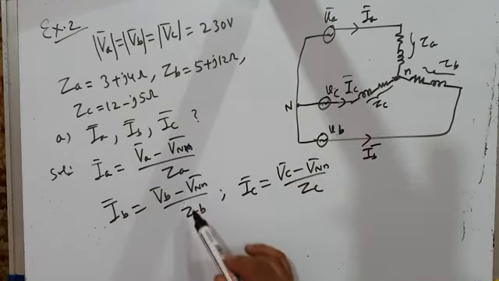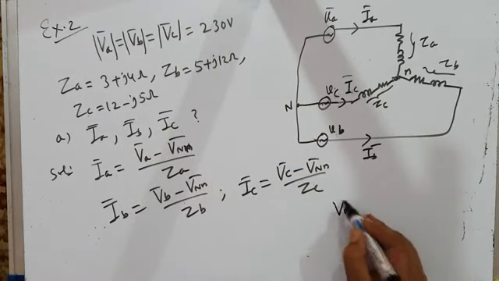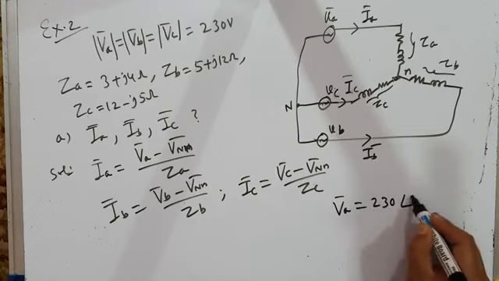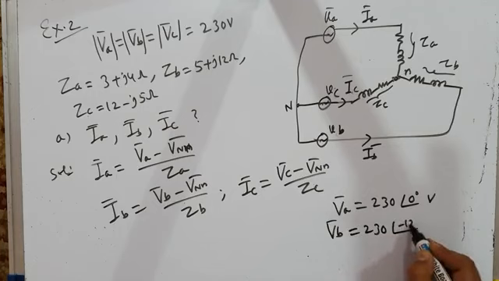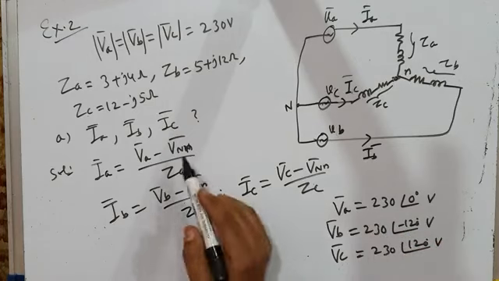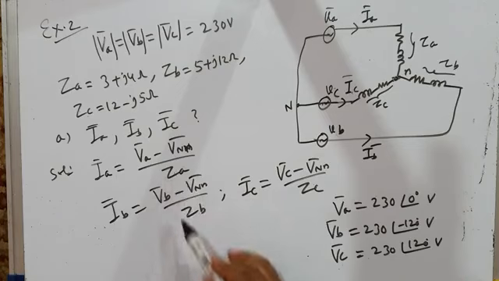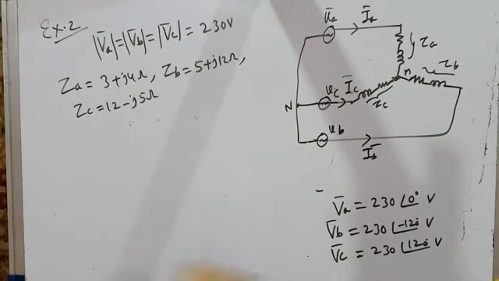Now VA, VB, VC are given to you. There it's 230 volts. VA is equal to 230 at an angle of 0 degrees volts. VB phase voltage is 230 volts at an angle of minus 120 degrees, and VC is 230 volts at an angle of plus 120 degrees. It is given in the problem itself because the source is balanced, 230 volts each. VA, VB, VC are known to you. ZA, ZB, ZC are also given in the problem, but you don't know the neutral to neutral voltage VNN.